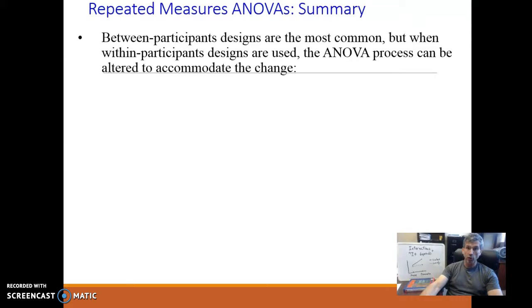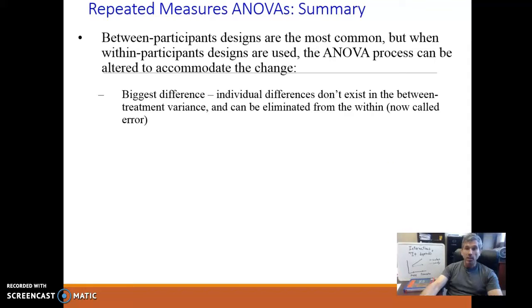First, repeated measures ANOVAs. Again, when we use a within participants design or a within groups design, we alter the ANOVA to accommodate the change, specifically by eliminating individual differences. So in the between groups variance, the numerator, it's already gone, it's not a factor because it's the same people in each group. And in the within participants variance, it can be eliminated mathematically through some calculations that we walked through. That denominator variance is now just called error variance because that's the only thing that makes it up.